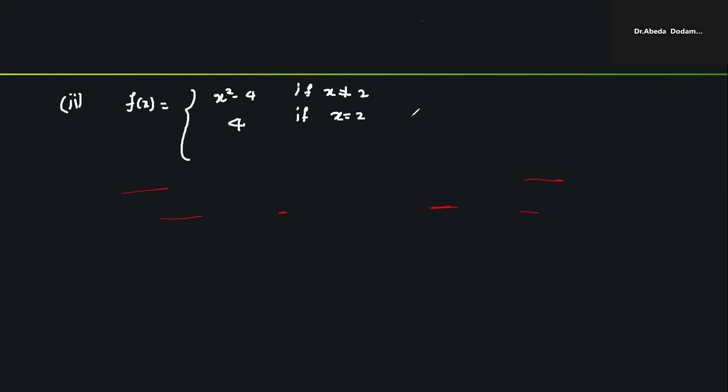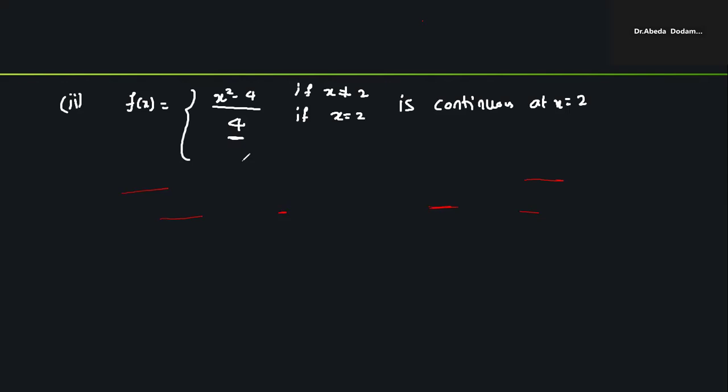Okay, so it is continuous. We have to show that it is continuous at x equal to 2. All right, let us understand this function first. This particular function is defined as x square minus 4 if x is not equal to 2. So at x equal to 2, this function will take the value 4. That's the meaning. And we need to prove that this particular function is continuous at x equal to 2.